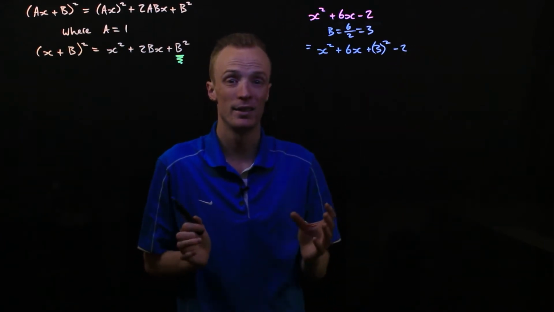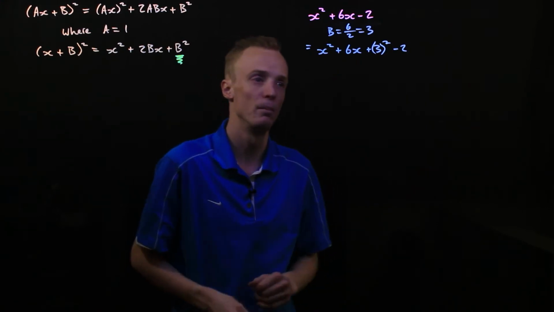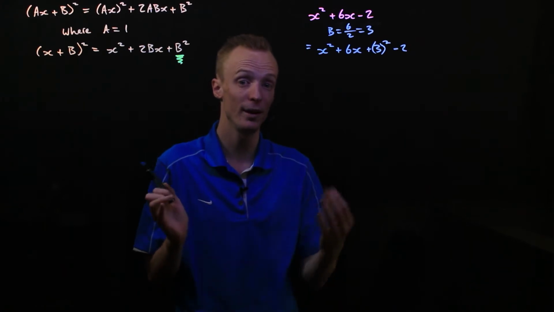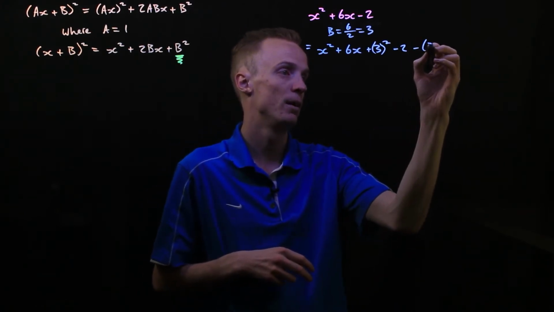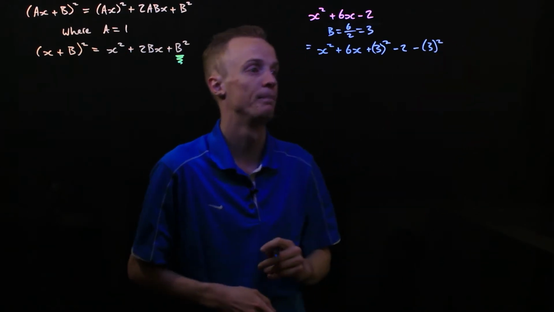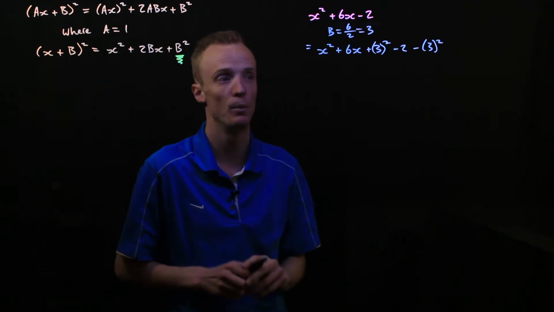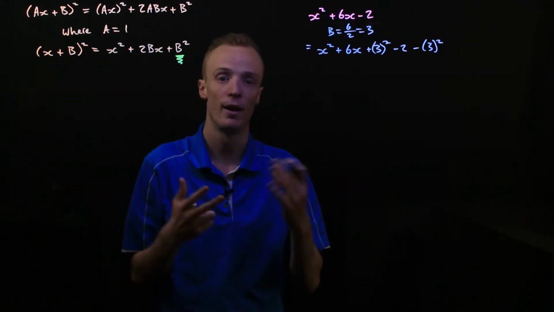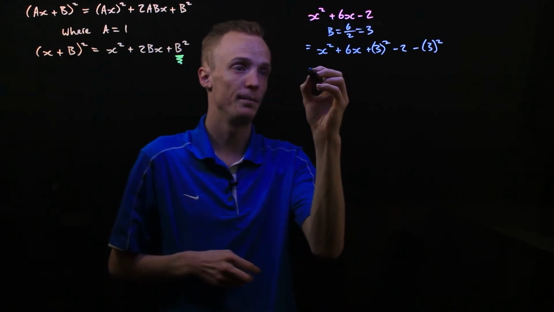But what I've now done is I've changed the value of this problem because I've added 3 squared, or added 9 to the problem. So what I need to do to get it back to the original value is to subtract 3 squared, or subtract 9. So let's subtract my 3 squared. And now I've got an equivalent expression to what I had to begin with. And I can now also apply my factorizing by completing the square. So my b value is equal to 3.